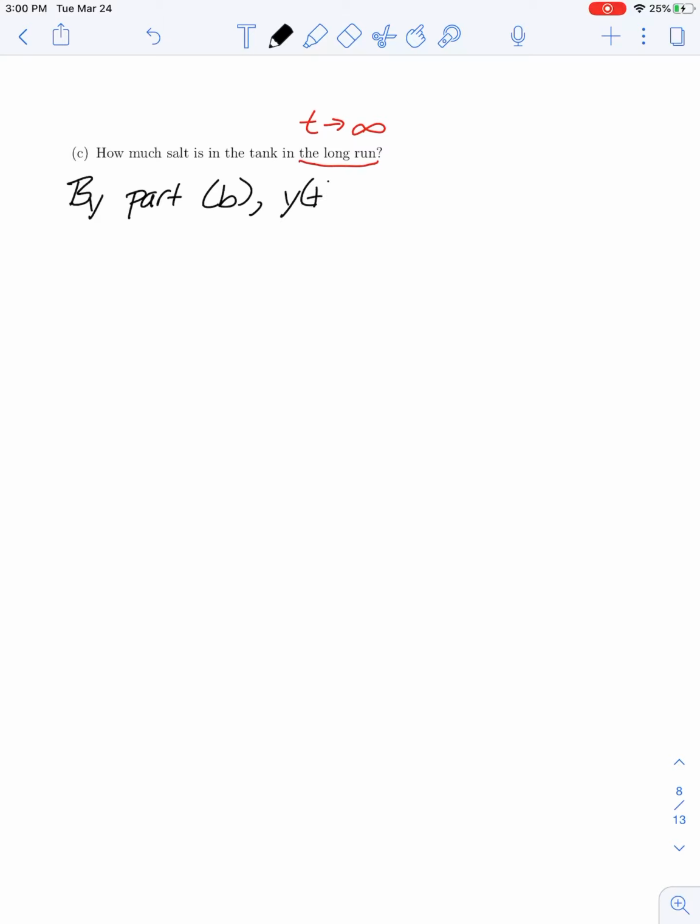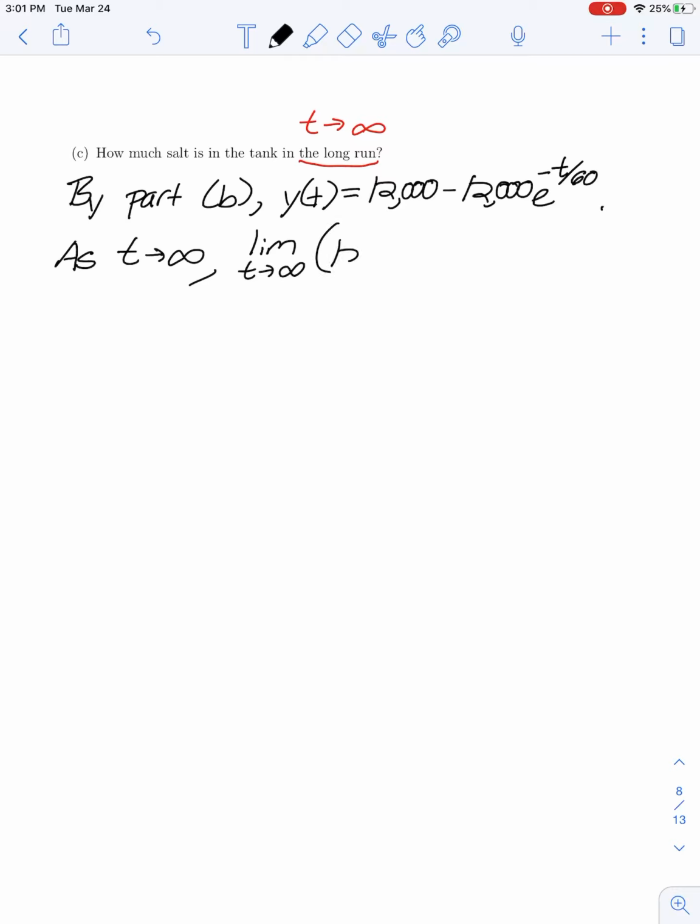In part B, we found the amount of salt in the tank at any given time is 12,000 minus 12,000 times e to the negative t over 60 power, measured in grams. So as time keeps increasing, as time approaches infinity, let's look at what happens with our solution. So here we're going to be taking the limit of this function, 12,000 minus 12,000 e to the negative t over 60.